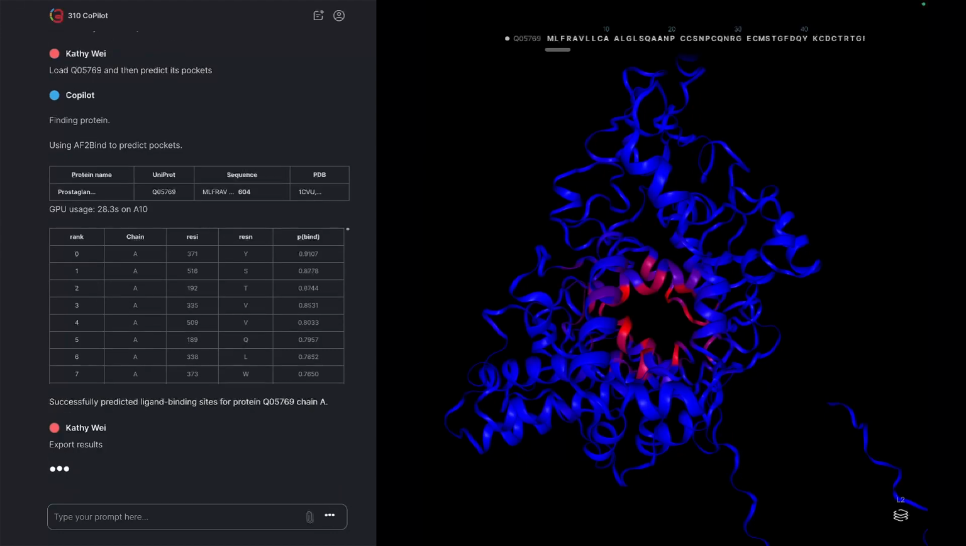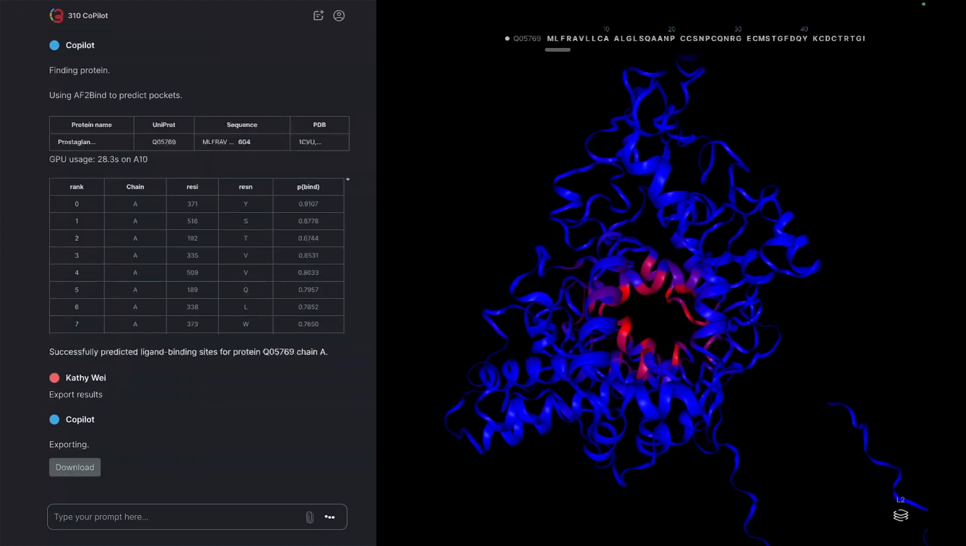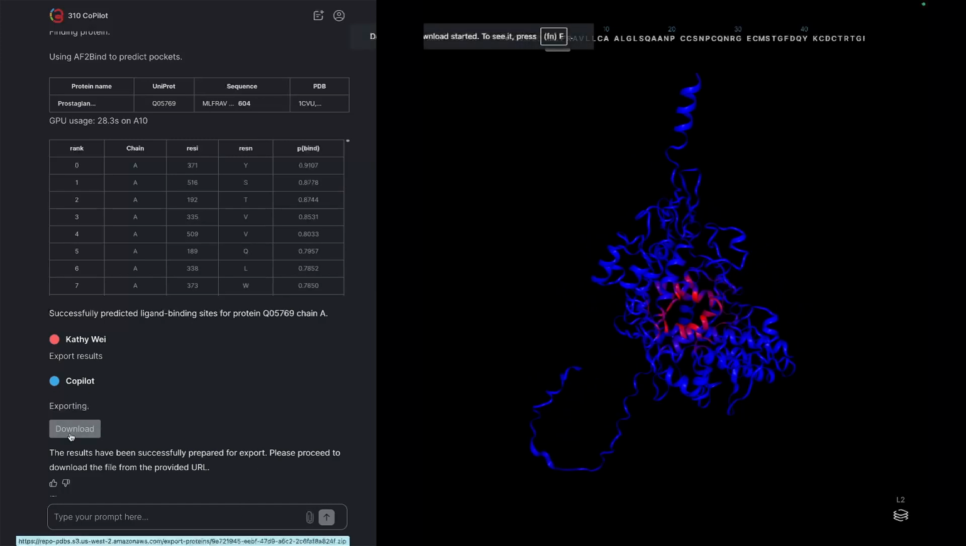Remember that you can export your results for further analysis, and you can always share your sessions by sending the web URL.